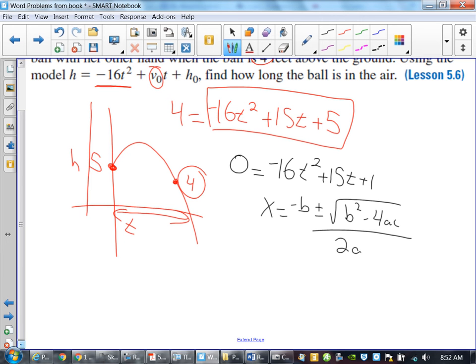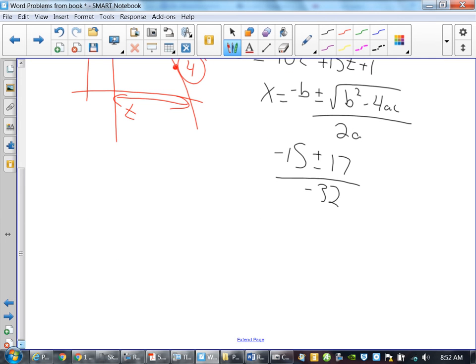Isn't the square root of 289 like 17? All right, so we have negative 15, plus or minus 17, all over negative 32.